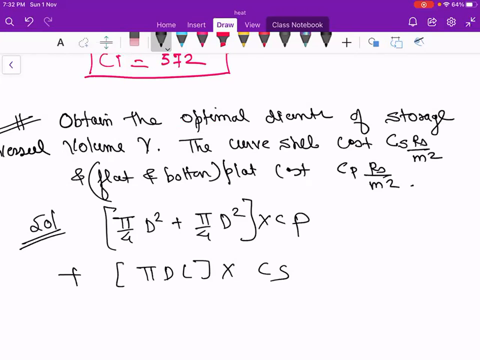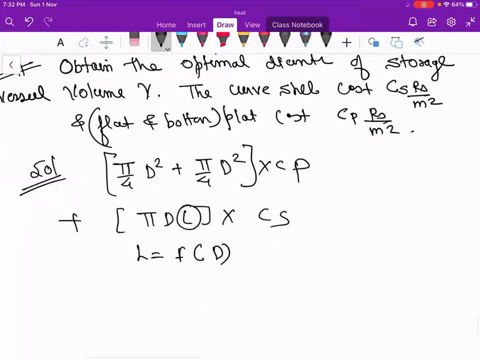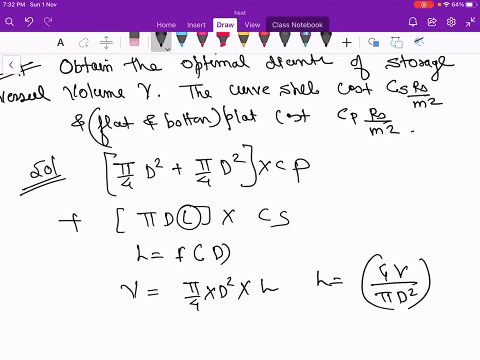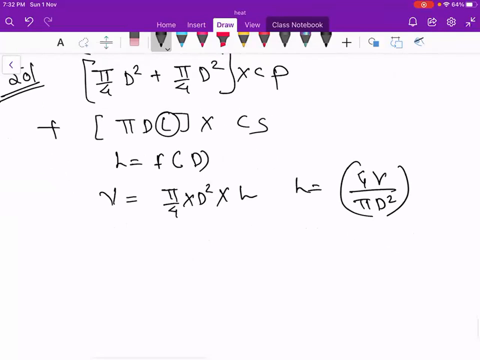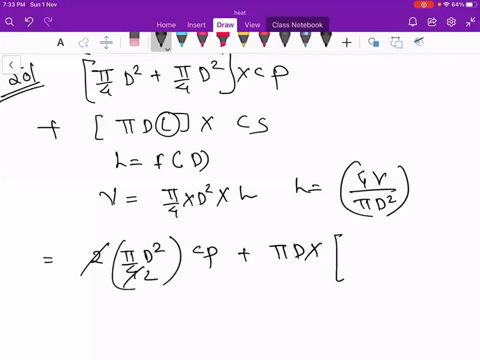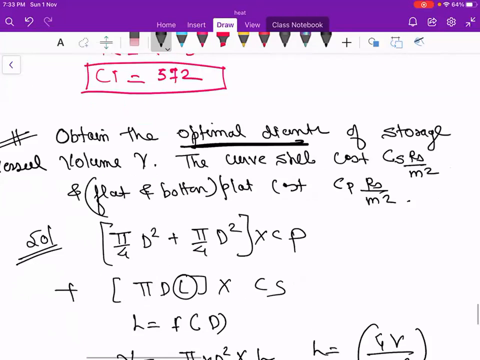But we know that this L is a function of diameter. How? Because it is mentioned in the question, it is volume V. So V is pi by 4 into d square into L. So you can write L as 4V upon pi d square. Okay, so what will be your equation? Your final equation will be twice pi by 4 into d square, so 2 will cancel here, into Cp plus pi d, in place of L you will write 4V upon pi d square. So what do you want? Optimum diameter. So differentiate it.